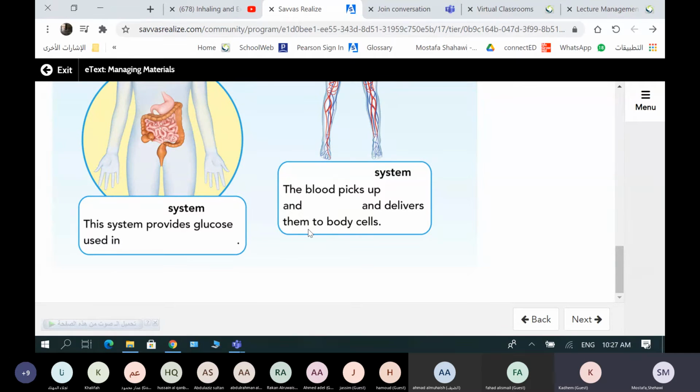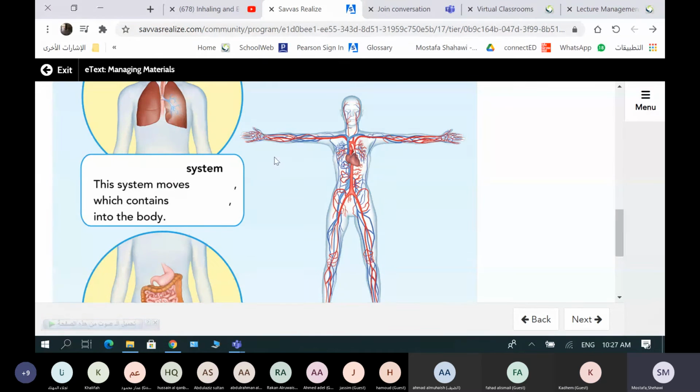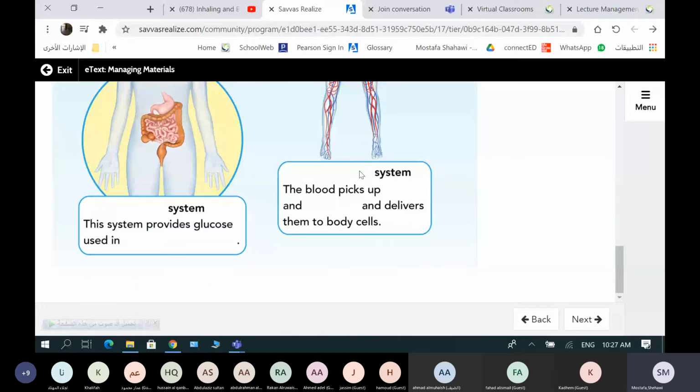Yes, you have to focus with me. Okay. So that was the three systems: respiratory system, circulatory system, and digestive system. Let's move to the next one.